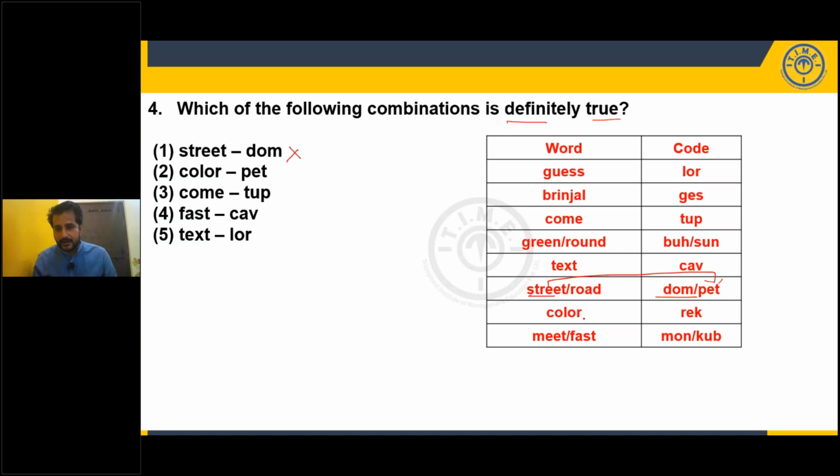Is the code for color is pet? No. Code for color is REK. No. Is the code for come is TUP? Yes. Code for come is TUP. This is definitely true. And there is no such option more than one of the above. So my answer is choice 3. No need to go further. Choice 3.